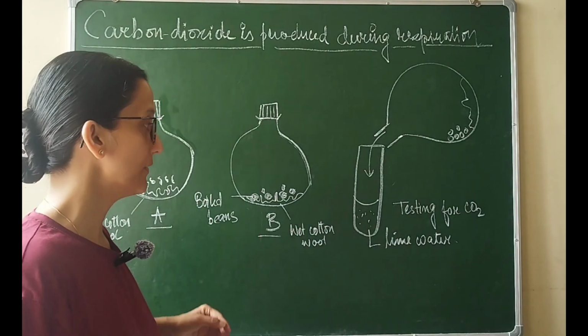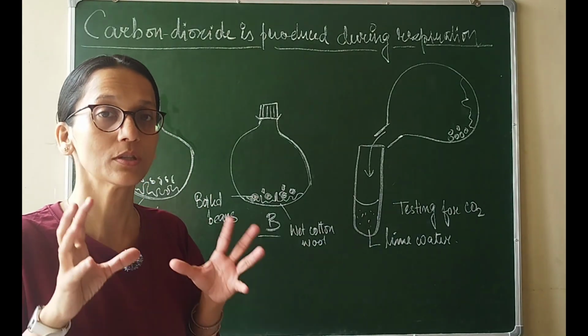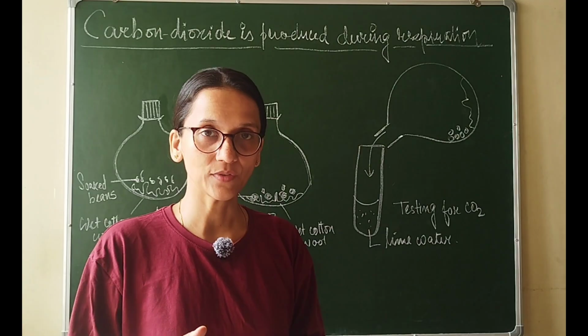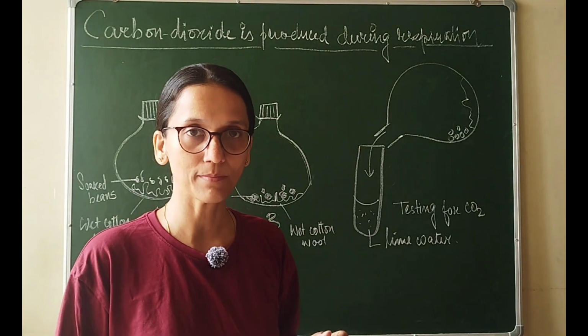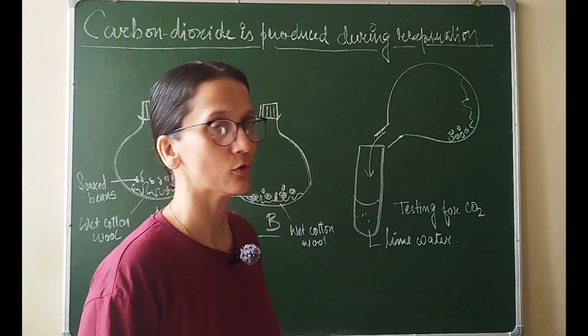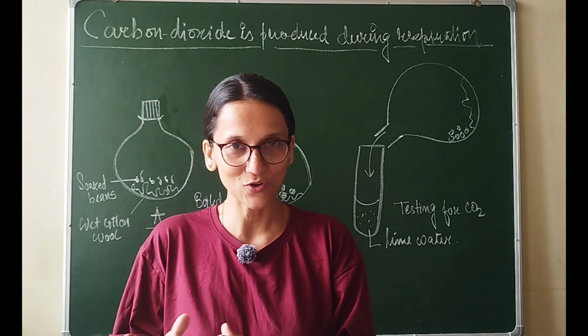What we are going to observe is what kind of gases are produced, especially if carbon dioxide gas is produced during germination or not. To prove that, we remove the cork from the mouth of both the flasks and we tilt the flask, bringing it very close to a test tube. But this test tube is just not a general test tube.